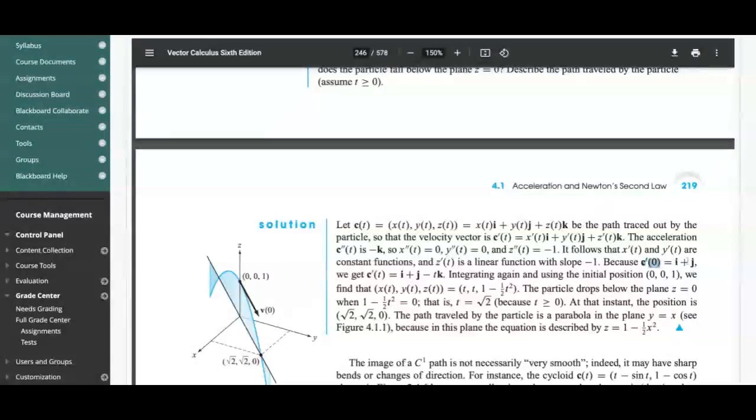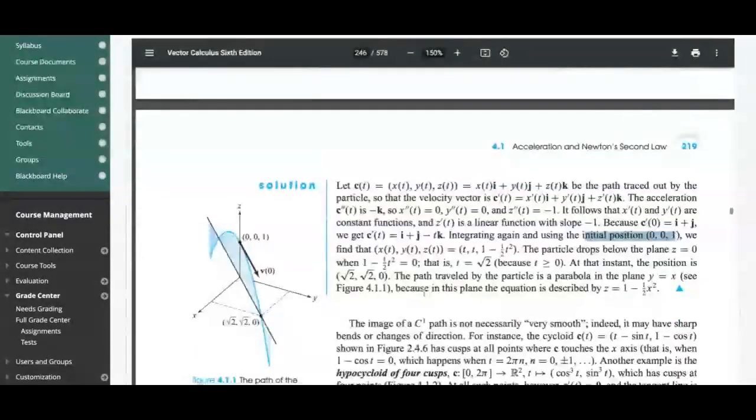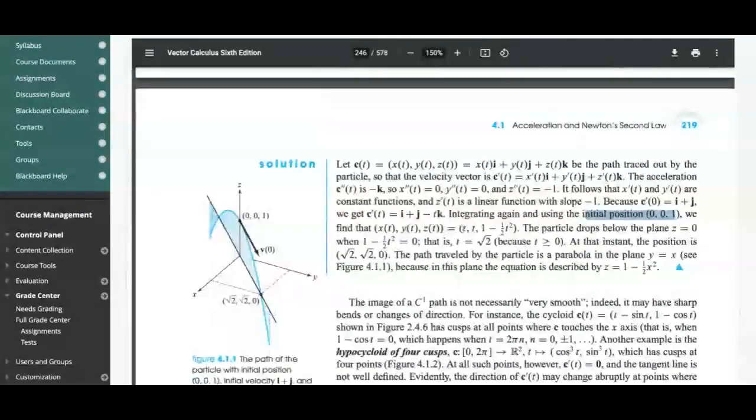Because c prime of 0 is 1, 1, so we integrate, so we get this. We get 1, 1, negative tk. But then integrating again using the initial position 0, 0, 1, we can conclude C of t is t, comma t, 1 minus half t squared. But this is basically integration plus initial points or initial vector. We can always do that. Anyone has any question?